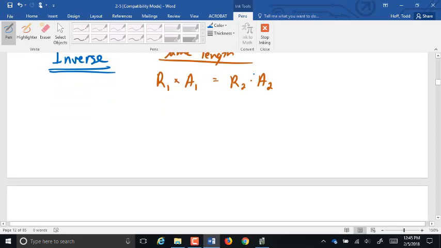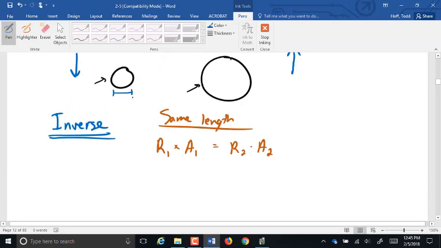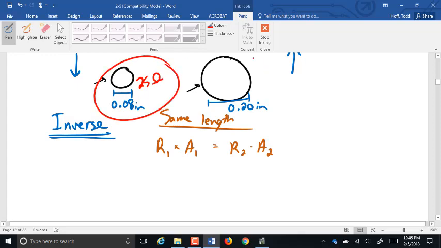So let's say that this wire here has a diameter of 0.08 inches. And this wire here has a diameter of 0.20 inches. And our smaller wire is cut to a length that has a resistance of, well, let's just make it simple. Let's go 25 ohms. So we want to know the resistance over here.